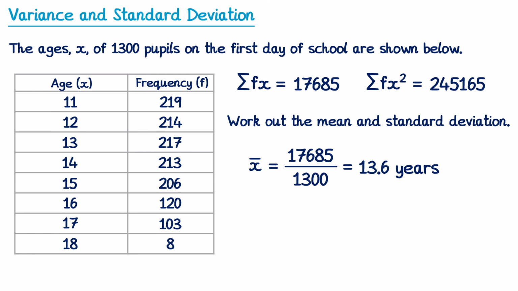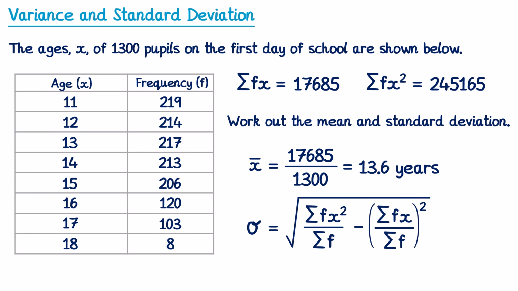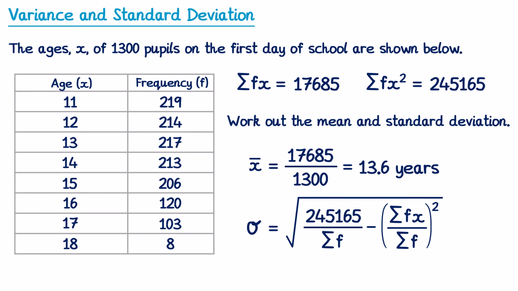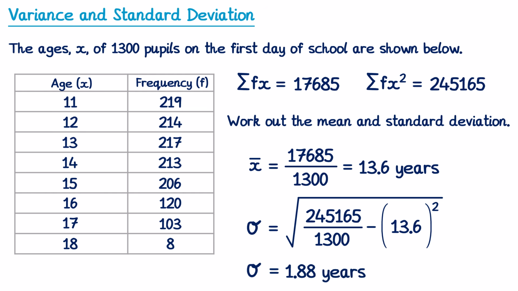Then for the standard deviation, we need to use this formula here because we're working in a frequency table. We've been given the sum of fx squared, and the sum of f, 1,300 again, and we already know the sum of fx over the sum of f because that's the mean, which is 13.6 years. So you could type this into the calculator and you'll find the standard deviation to be 1.88 years.